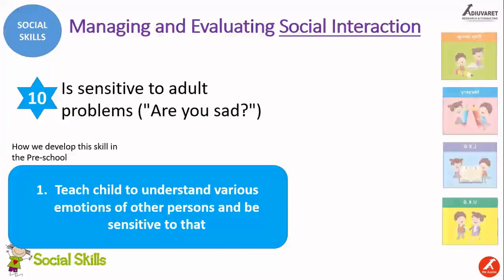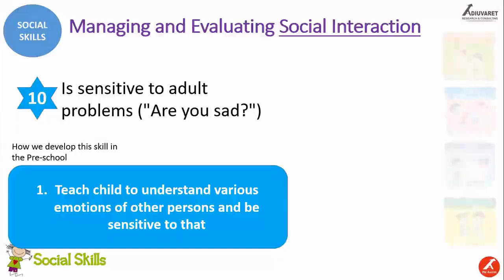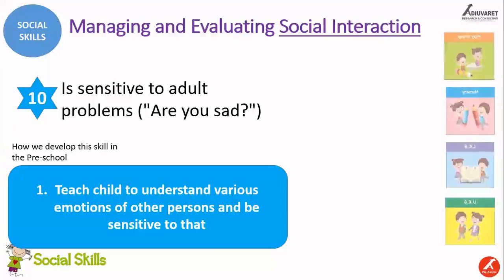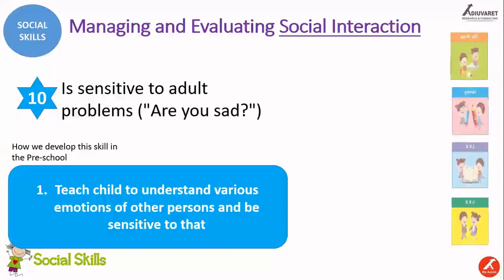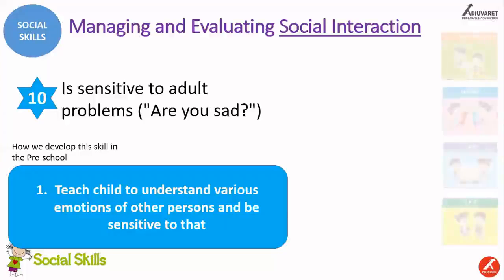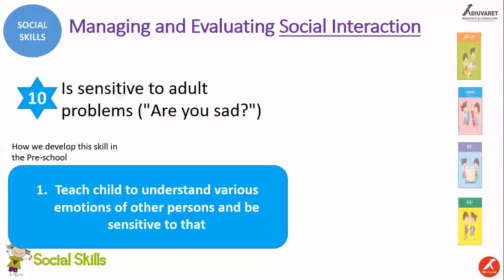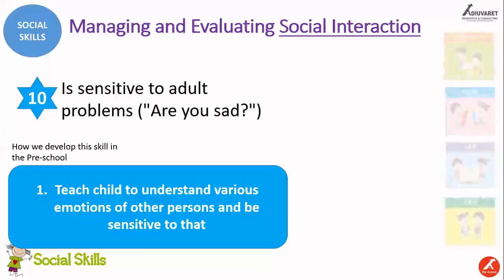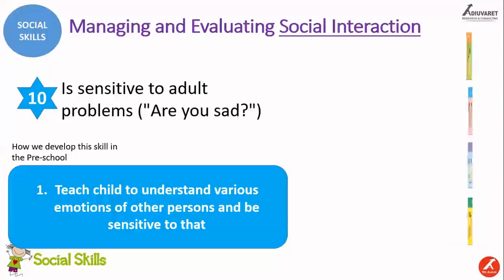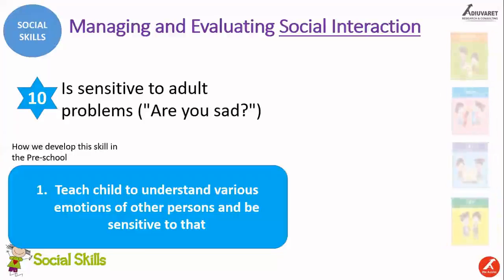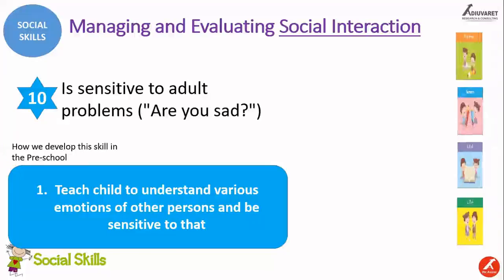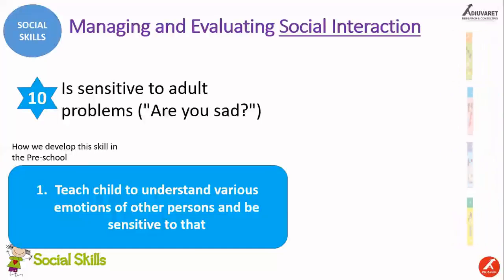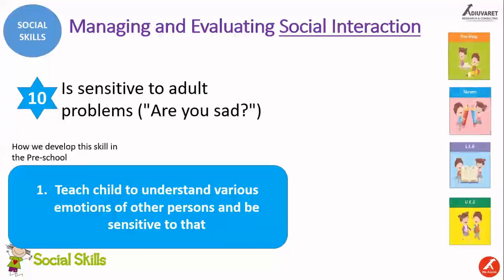And how can we do that in a school setup? Teach the child to understand various emotions of other persons and be sensitive to that. We can make a kind of role play, a kind of guessing game: guess what kind of emotion I am showing. The teachers can show a different face and let the child understand what emotion they currently have. Once the child recognizes that, the teacher may ask what needs to be done at that point of time.